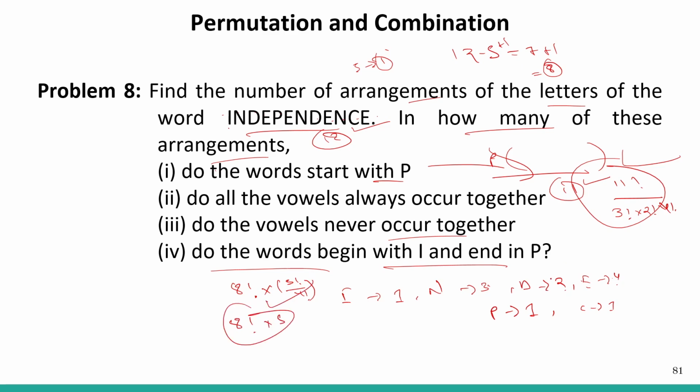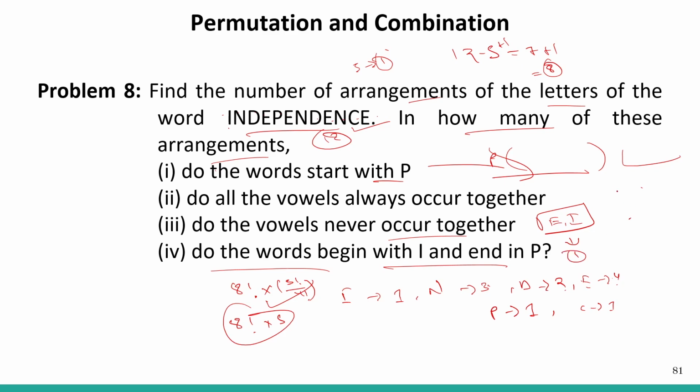Okay, so if we try to figure out the answer for part III, do the vowels never occur together? Here all the vowels occur together. So let's try to have a case where 2 vowels occur together. In order to have 2 vowels together, E and I must come together, right? So let's consider these 2 as 1.